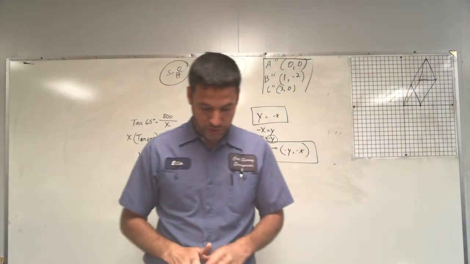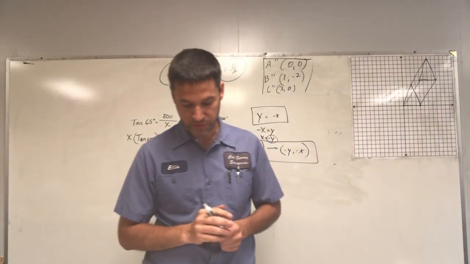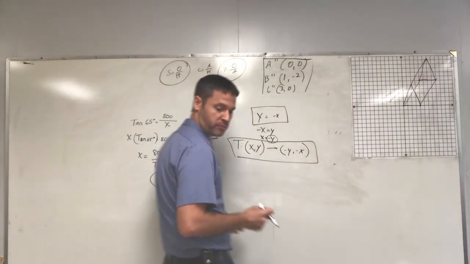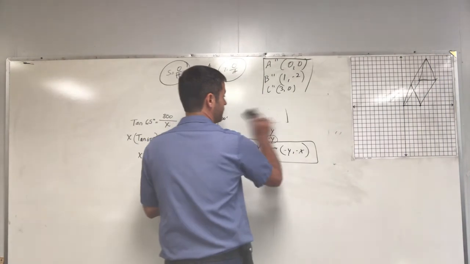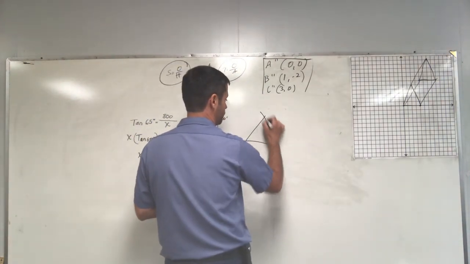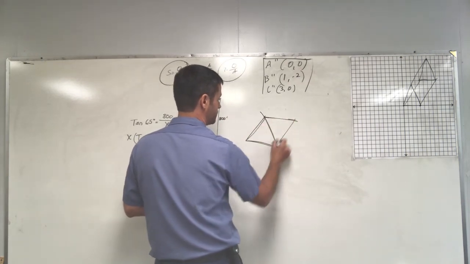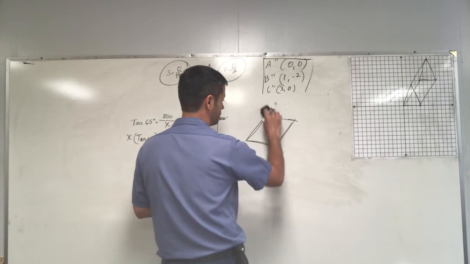Number 12. An equilateral triangle is reflected across a line containing one of its sides. What figure is formed by the image and the pre-image? In other words, both of them combined. If you have an equilateral triangle and you reflect it across this, you'll get something like this. What is this shape right here? Let's erase this line so it's not confusing.